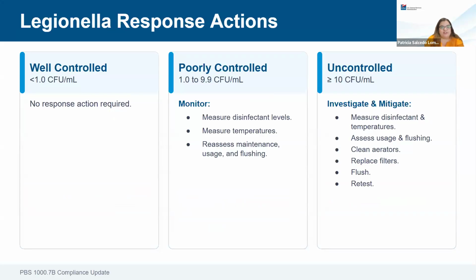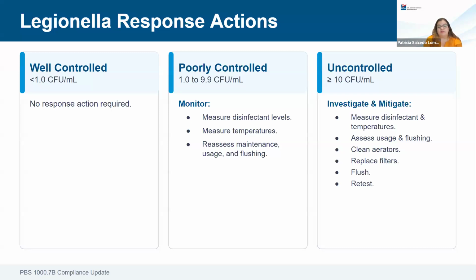As promised, here are the response actions for Legionella. We are considered well controlled anytime we have anything less than 1 colony forming unit per milliliter. At that point, there'll be no action required. If we fall in the category of poorly controlled, 1.0 colony forming unit per milliliter to 9.9 colony forming units per milliliter, we will monitor. We'll measure the disinfectant levels, such as chlorine, within the building. We'll measure temperatures. We're going to assess maintenance, usage of the building, and flushing.